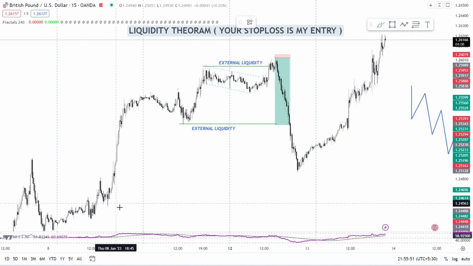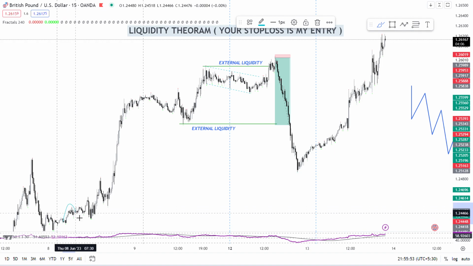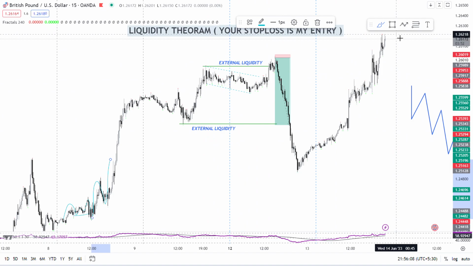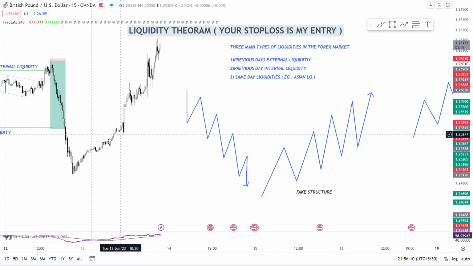If you see here, the market didn't obey structure. There will be fake breaks of structure, there will be impulsive moves, and sometimes there will be no structure. It will just move. In this video, I will show you exactly how to identify those types of liquidity moves and more. So let's dive into the video.